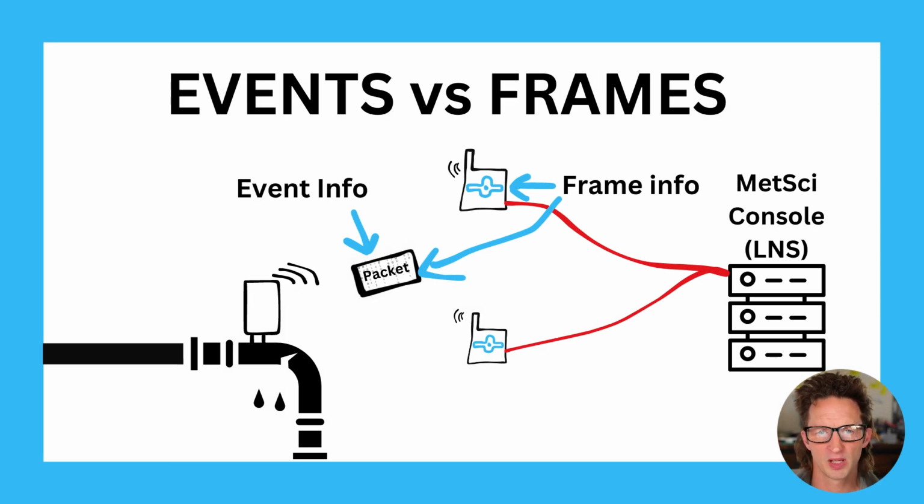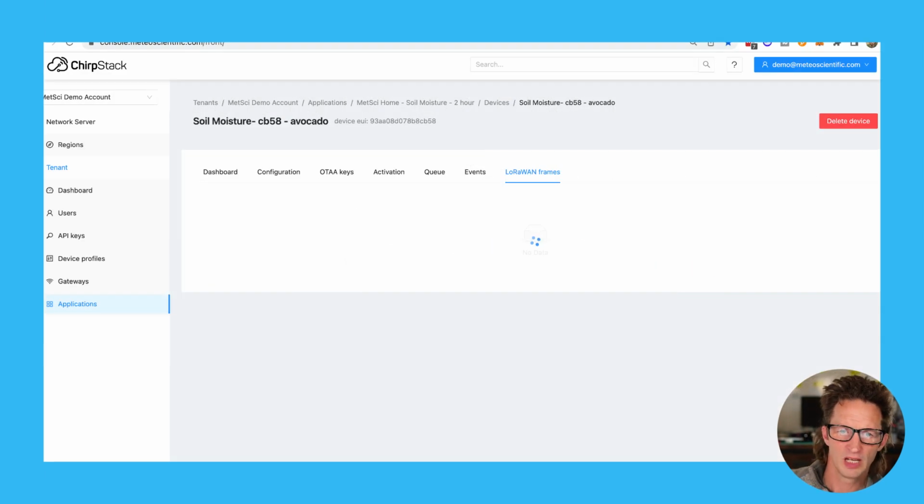So an event is information that is in the packet, coming from the sensor out. So it's kind of information about the sensor. A frame can have events in it. And a frame will also contain information about the hotspot or gateway that it's sending onto the MetSci console. So the event is the information off the sensor, and the frame is both the sensor events and additional frame information. So that's what's going on there.